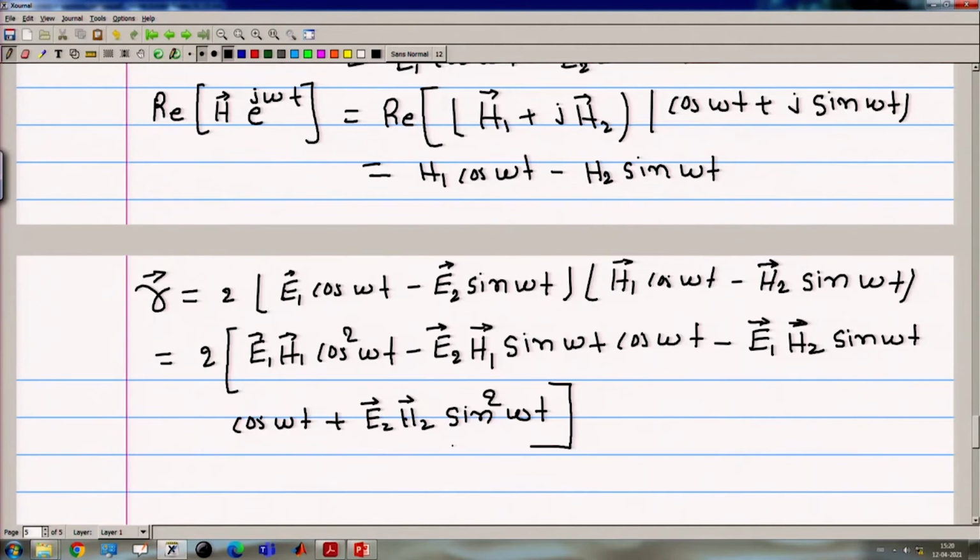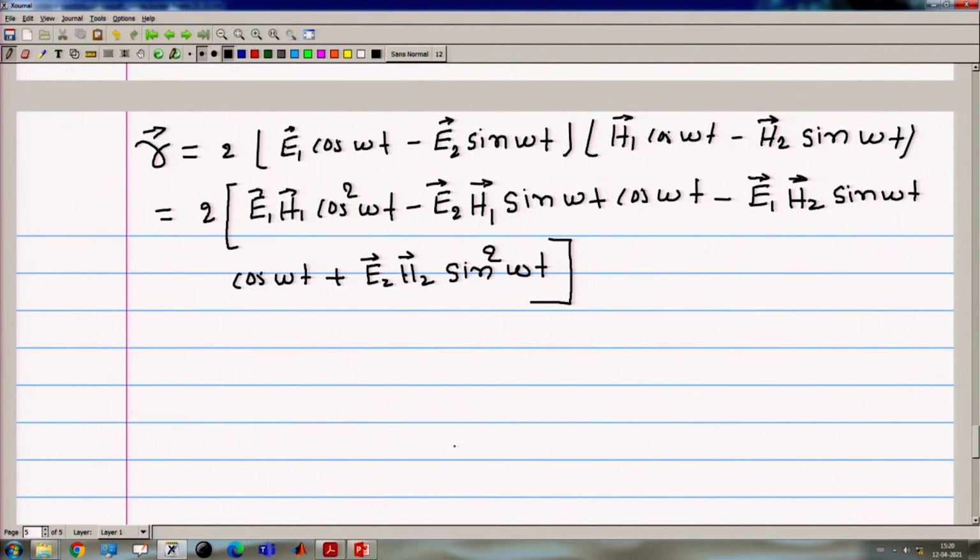After multiplication with 2, it will be 2 E1 H1 cos square omega t. Here 2 cos square omega t will be 1 plus cos 2 omega t, so it will be E1 H1 times (1 plus cos 2 omega t), and 2 sin omega t into cos omega t will be sin 2 omega t.